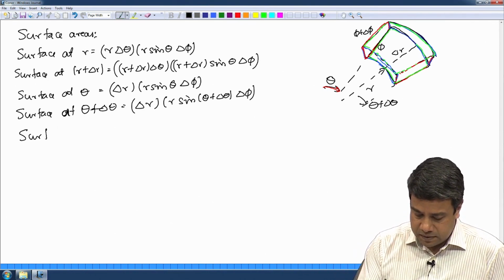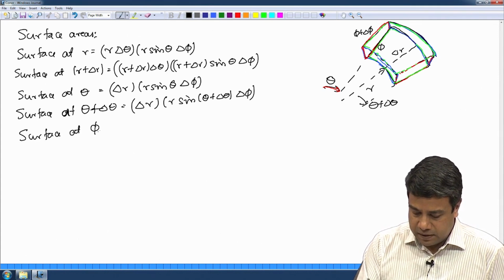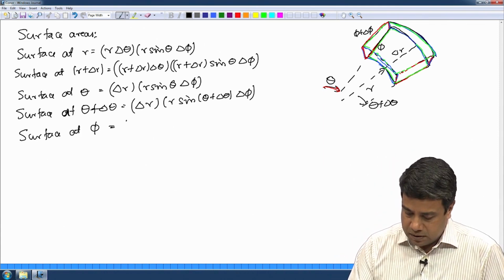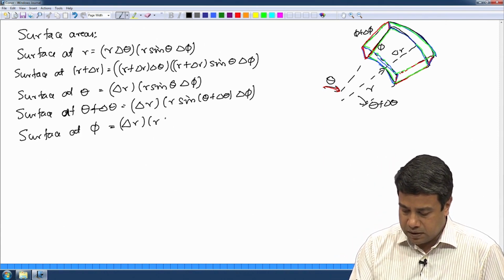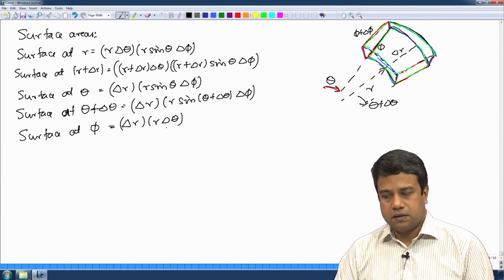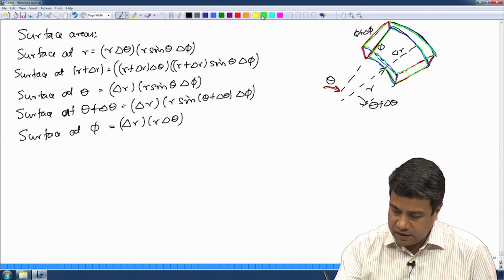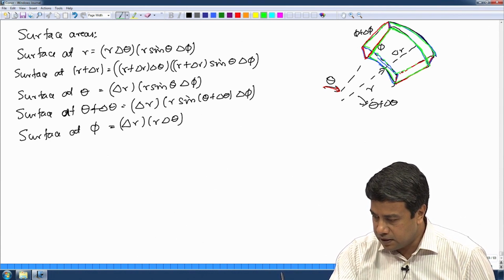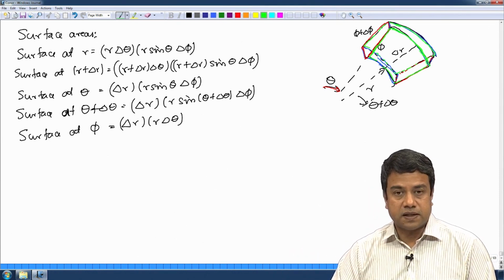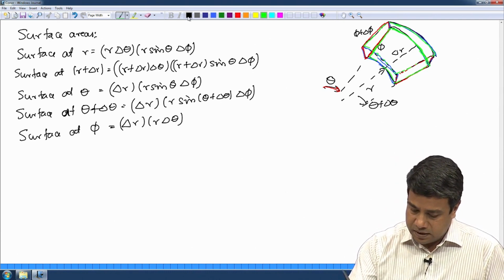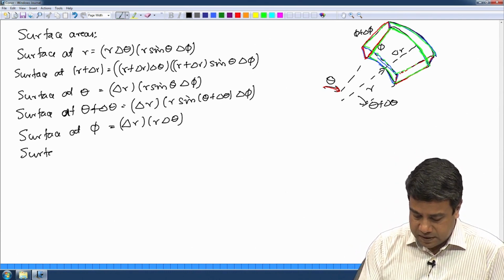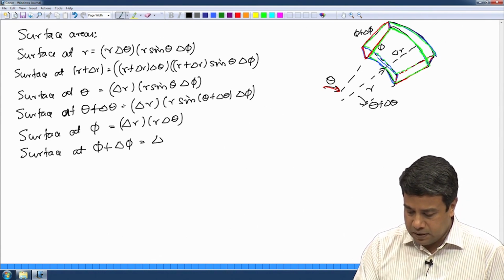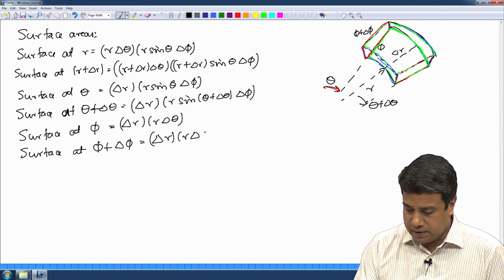So therefore the surface at phi is going to be equal to delta r into r delta theta. That is going to be equal to the distance travelled in the r direction times the distance travelled in the theta direction. That is going to be the surface area of the surface at phi. And similarly you have the surface at phi plus delta phi, which is equal to delta r times r delta theta.